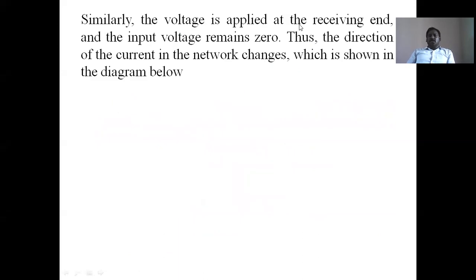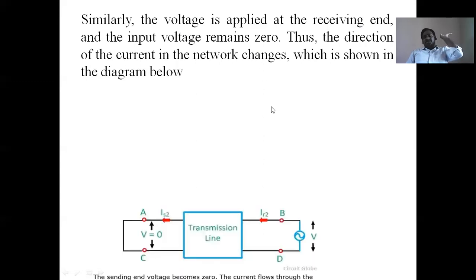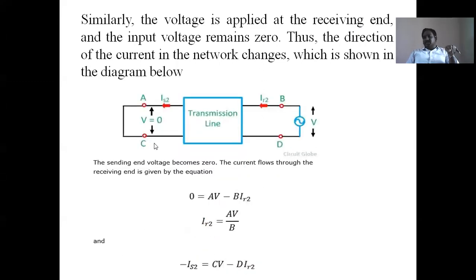Similarly, voltage V is applied at the receiving end and the input voltage remains 0. That means the sending end is short circuited. It is the second case. Then Vs is 0, so A into V minus B into IR is 0. That means A into V is equal to B into IR2. Then IR2 is equal to A into V by B. Then minus IS2 is equal to the sending end current equation, C into Vs, which is 0 when Vs is equal to 0, so minus IS2 is equal to C into V minus D into IR.